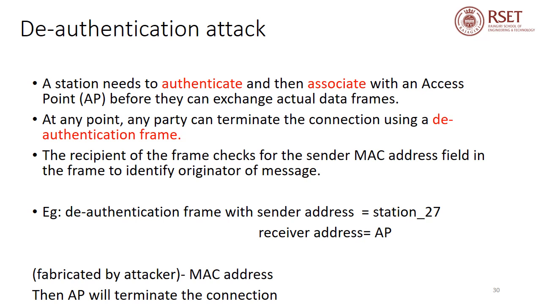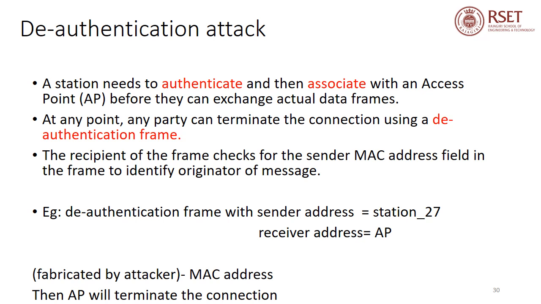We already know that a station has to do two things, that is authentication and association with an access point, before it can actually exchange data with the access point. And at any point of time, any wireless station can de-authenticate or de-associate itself from an access point by terminating the connection with that corresponding access point. This is usually done using a de-authentication frame.